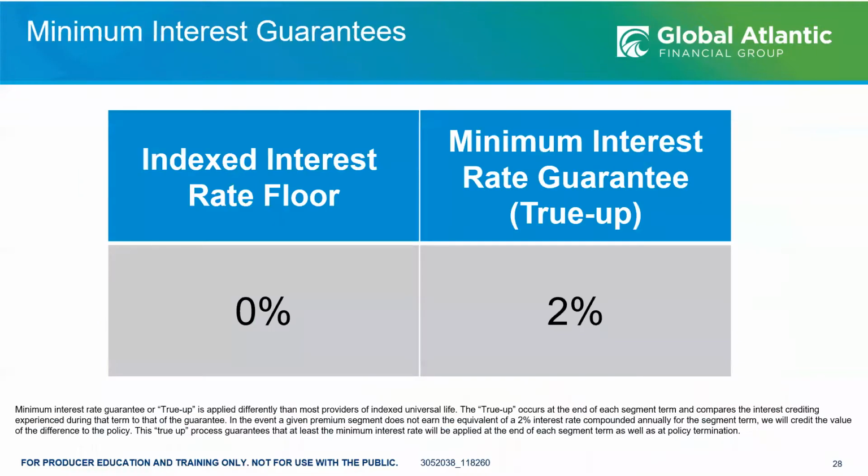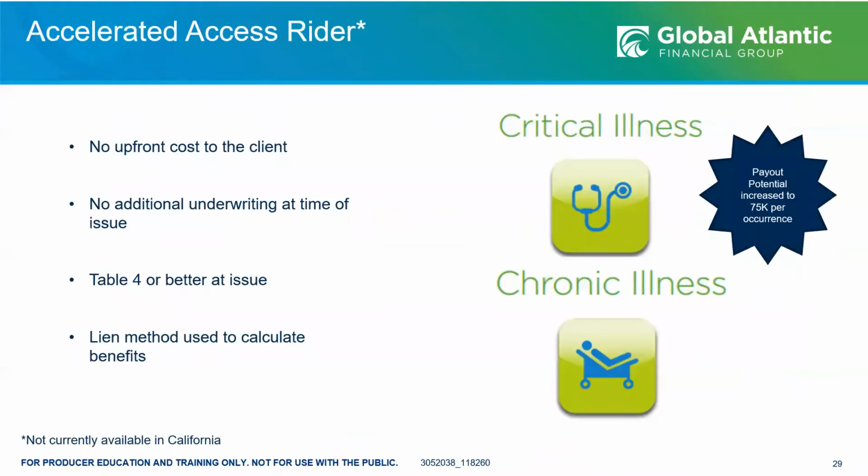Some other things about our contract that's maybe a little bit different is we have a minimum interest rate guarantee of 2%. Our index interest rate is 0. We talked a little bit about seat belts and airbags. So accelerated access rider on our products, there's no upfront cost. It offers benefits for chronic and critical illness. Currently not available in California. I need to disclose that.